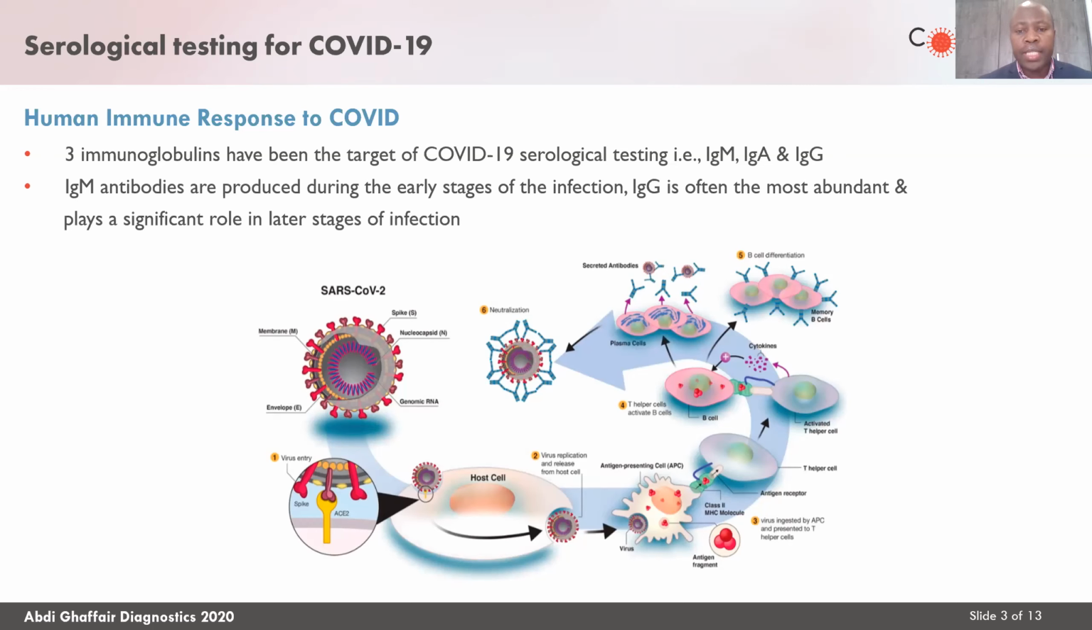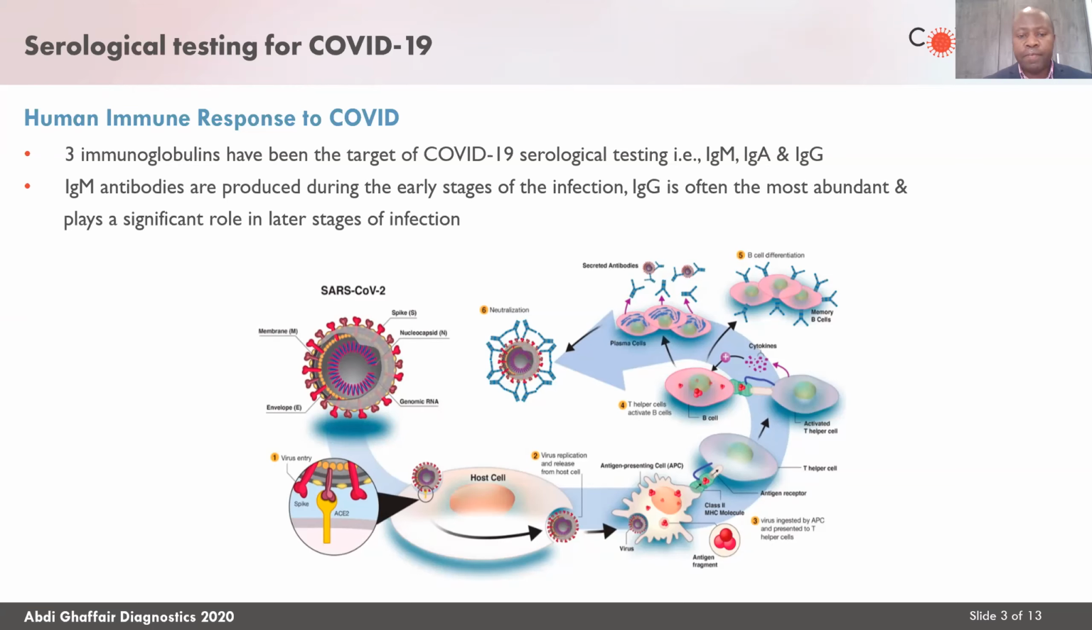So this is just a summary of how the human immune response comes about, especially for COVID-19. There are three major immunoglobulins that have been a target for COVID-19 serological testing, i.e. IgM, IgA, and IgG. IgM antibodies are produced during the early stages of the infection, and IgG is often the most abundant and plays a significant role in later stages of infection. So there's a late kind of onset of IgG antibodies.